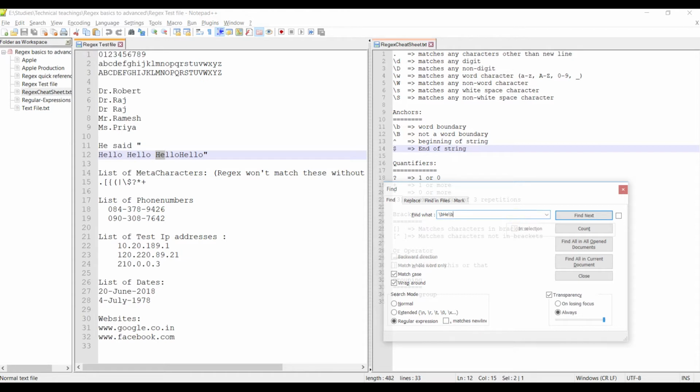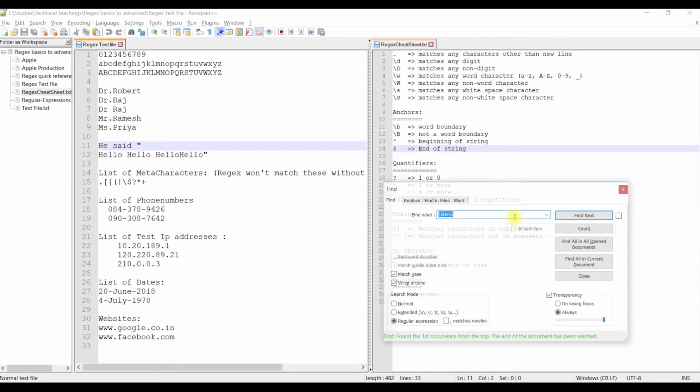When you put one more \b here, which means we need a word "he" which contains a word boundary at the start and at the end, having the character or word "he". So if you now search for find next, it will match only this "he". This "he" is not at a word boundary because it is in the middle of the word, and here also, here also. Whereas only in this one we are having "he" at both starting and ending. You got it right? So that's how the word boundary actually works.